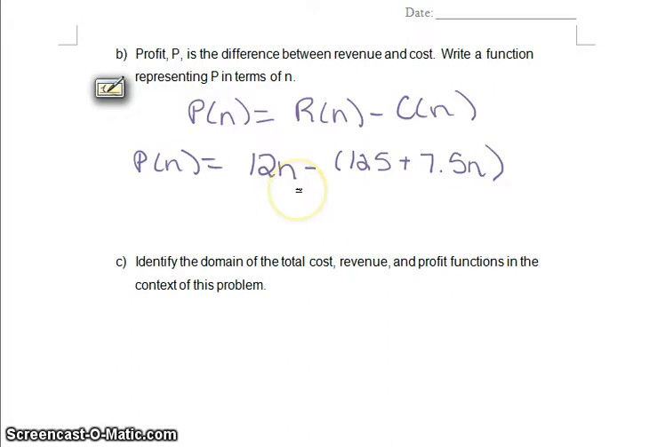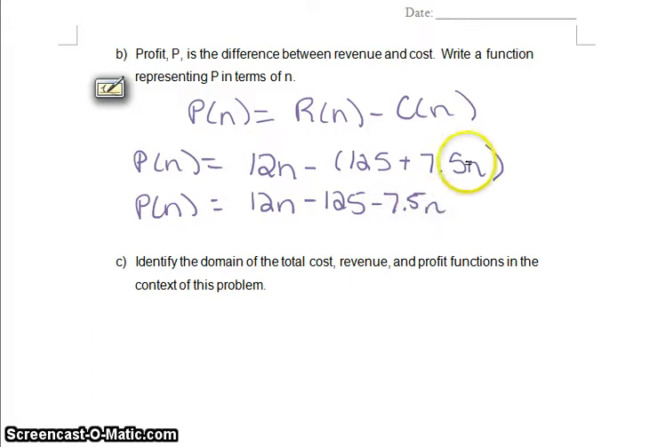Alright, so then from there let's just simplify. We'll distribute this negative to both of those terms. So we have P of N is equal to 12N minus 125, subtract 7.5N. Then you can combine like terms, and here we have that P of N is equal to 12 minus 7.5, so that'd be 4.5N, subtract 125.